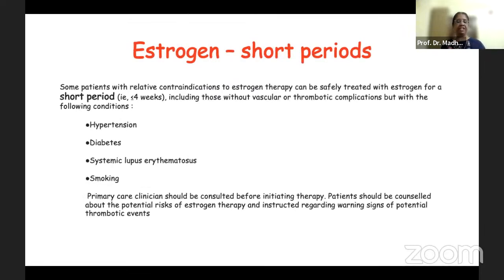Sometimes in some patients, like patients who smoke, who are a little obese, who have hypertension, but not smoking continuously, or who have SLE, you can use estrogens for short periods of time, that is less than 4 weeks. And you should consult the primary care physician. These patients should be informed of the potential risks of estrogen, like any swelling in the legs or unilateral leg swelling, any breathlessness on exertion or sudden breathlessness, cough. They should be warned regarding these signs of potential thrombotic events.